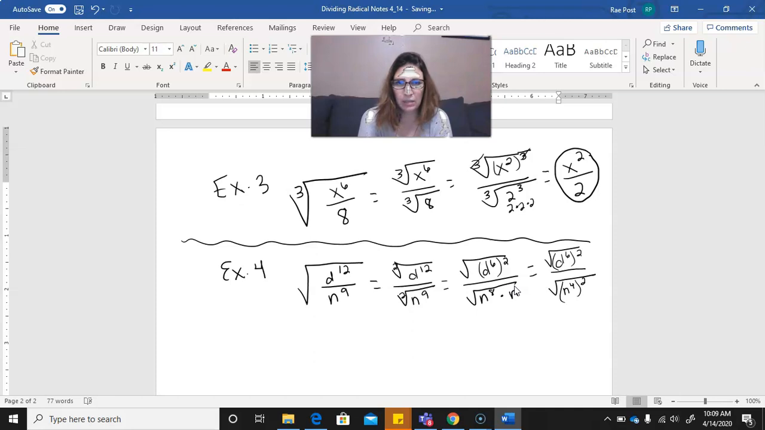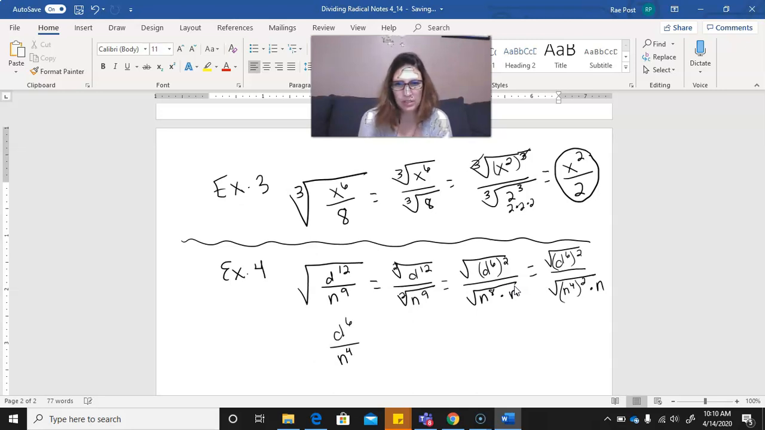That's n to the 8th. But we got that extra one. I'm just going to bring him out over here. So now it works out really, really well. Now I have a power 2 and I also have a power 2. One on the top, one on the bottom. So I'm going to bring this down. My d to the 6 squared, so the square root of d to the 6 twice is going to be d to the 6th power. And my square root of n to the 4th twice is going to be n to the 4th.